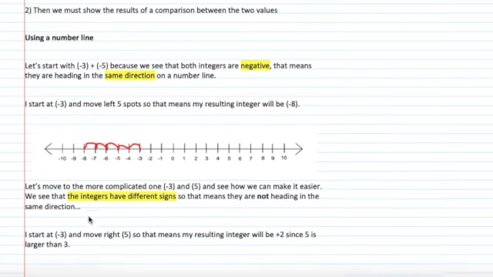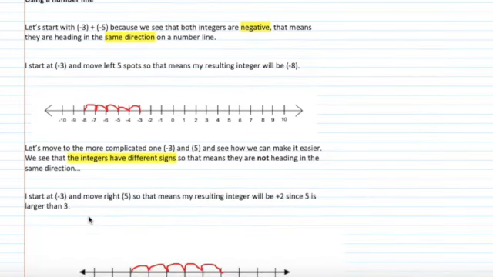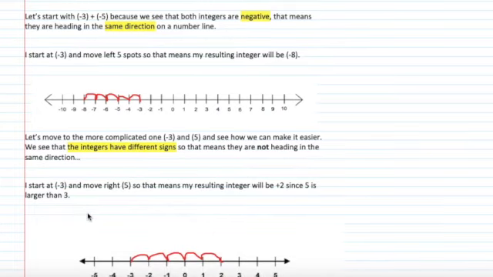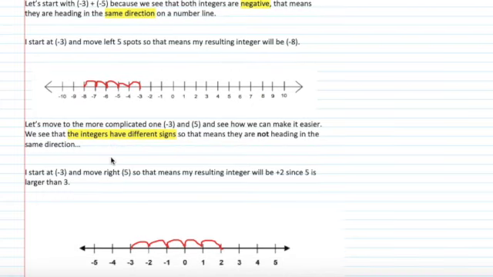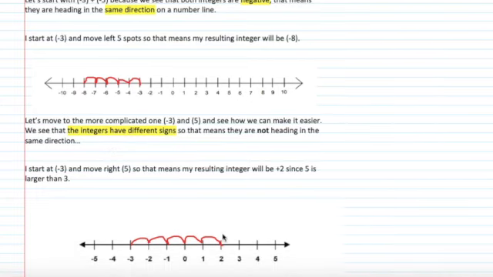Let's move to the more complicated one of -3 and 5, and we see how we can make it easier. We see that the integers have different signs, so that means that they are not heading in the same direction. I start at -3 and I move right 5 spots. 1, 2, 3, 4, 5. So that means my resulting integer will be +2.